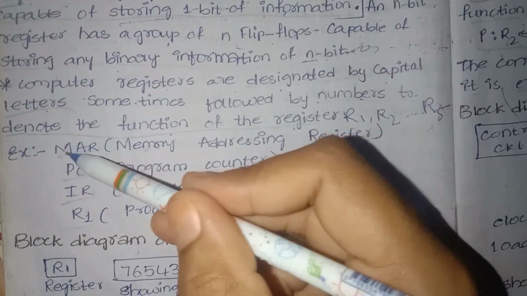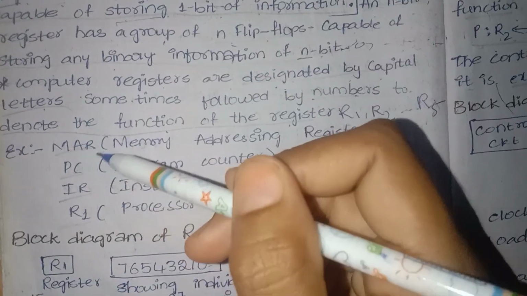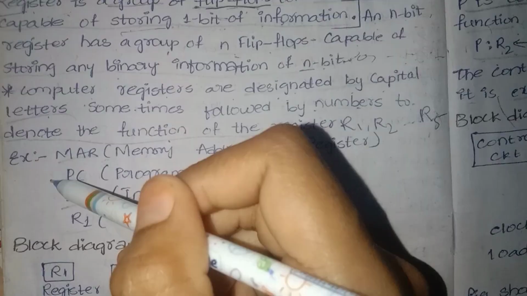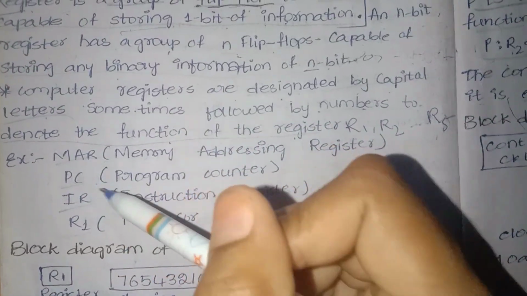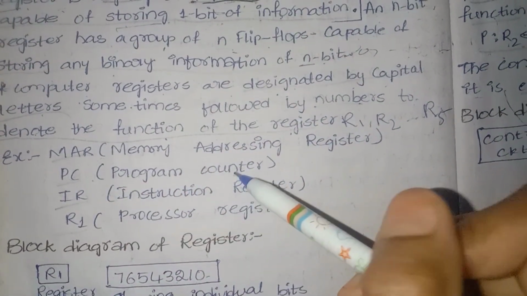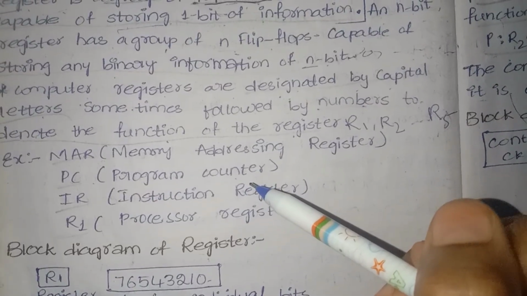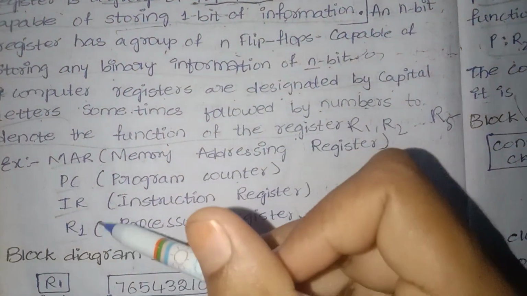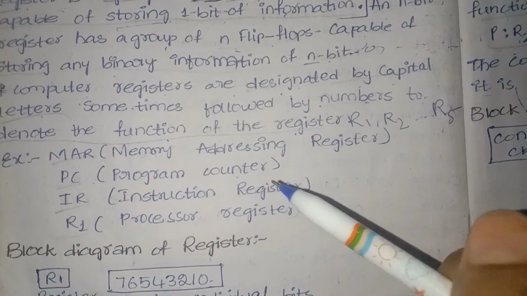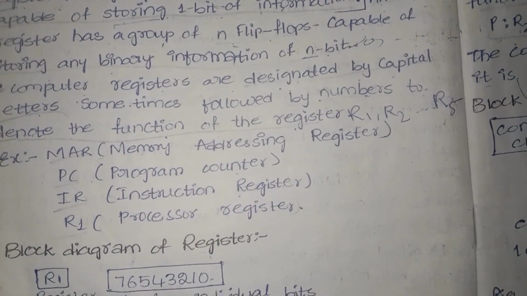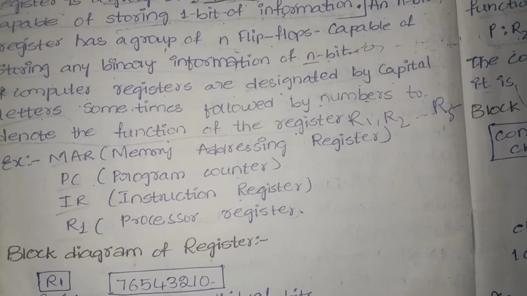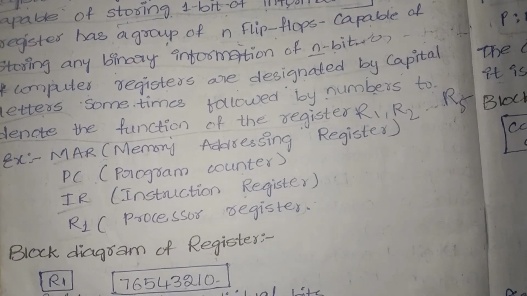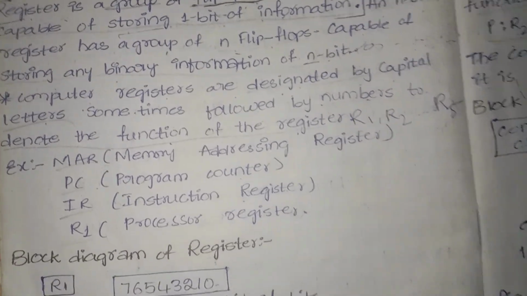Example, MAR. M stands for memory, A for address, R for register. It holds the address of the location in memory. PC is the program counter. IR is the instruction register. It follows the instructions for performing the tasks. R1 is a processor register. So these are examples of registers in register transfer language.